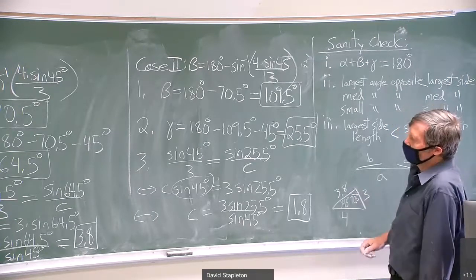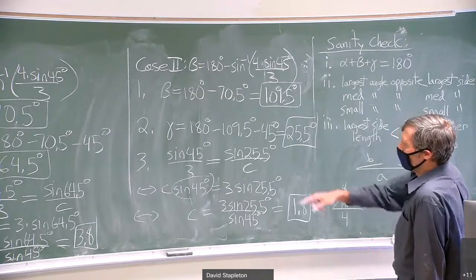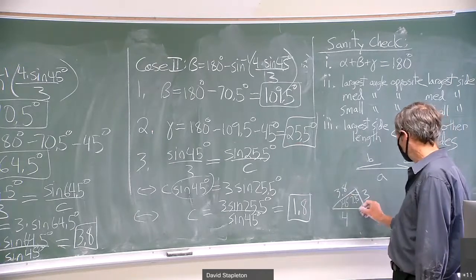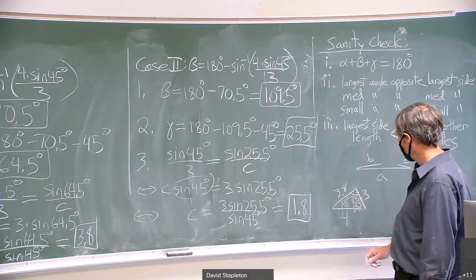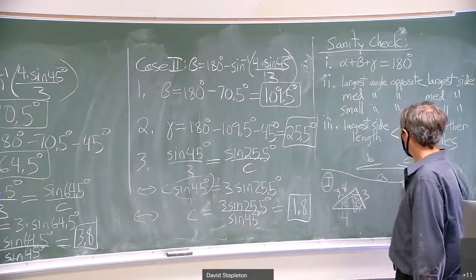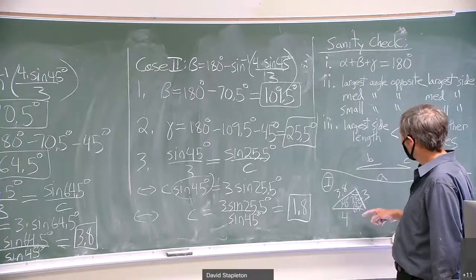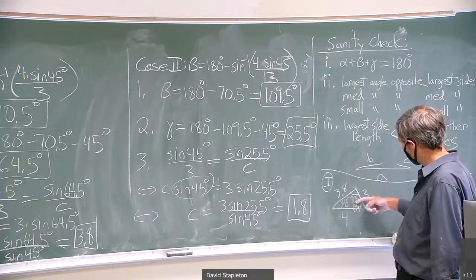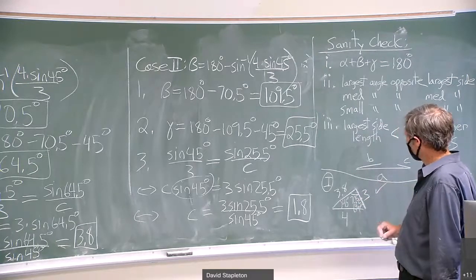And then opposite 3.8, which was C, is gamma, is 64.5. All right, so there's the first triangle. Is that reasonable? We tried the three checks. Add these up. 70.5 plus 64.5 is 135, plus 45 is 180. All right, sum of angles checked.